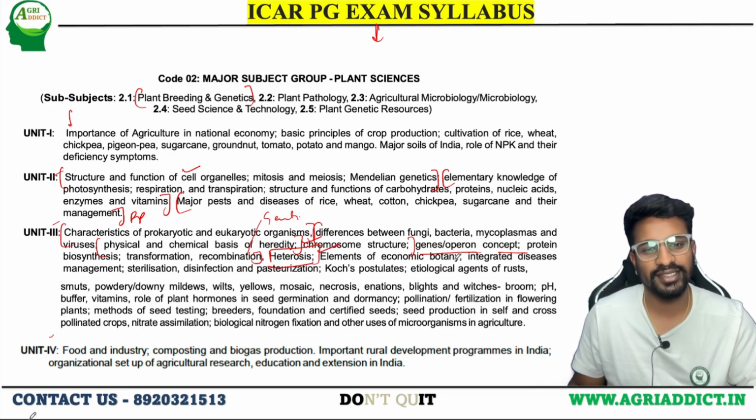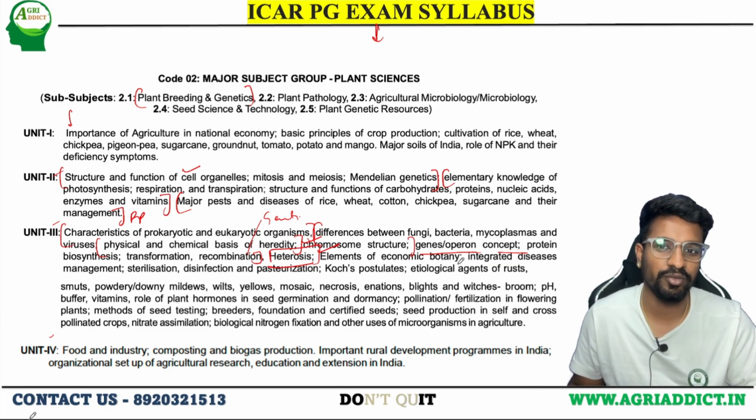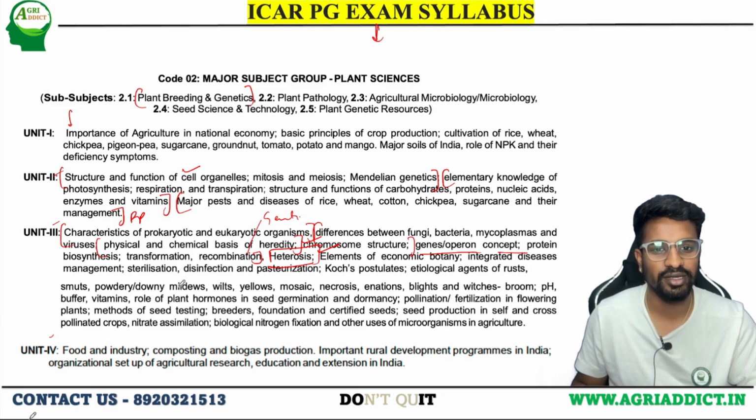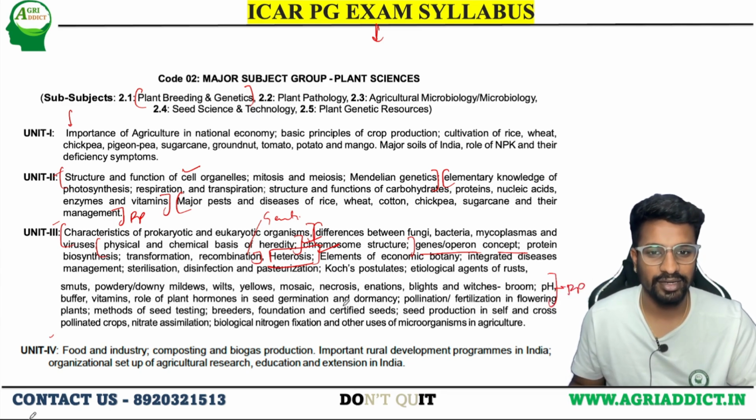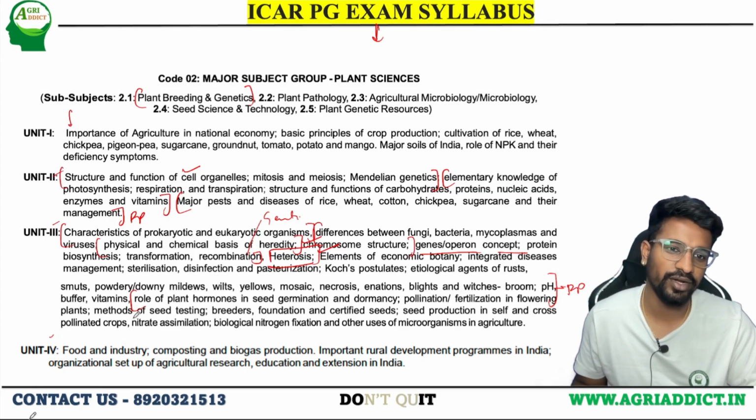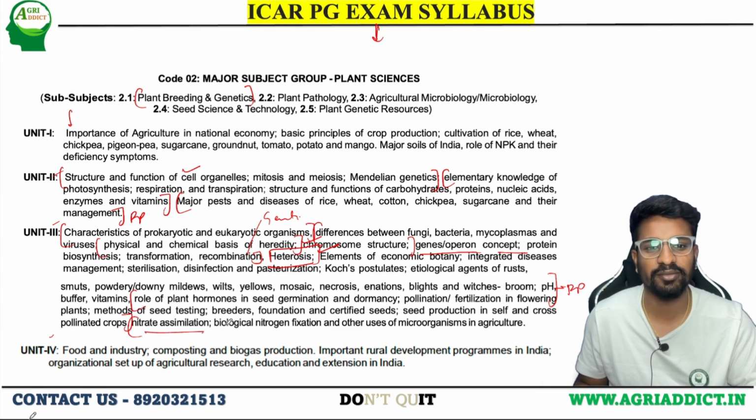And next again starts with the elements of economic botany, integrated disease management. So this is entirely again plant pathology. And down you can start finding the topics that are relevant to seed science and technology, where it starts with role of plant hormones and it ends with the seed production of self and cross pollinated crops. And next, nitrate assimilation, biological fixation, again you can consider this in AMB, that is agriculture microbiology, or you can consider this in plant physiology.